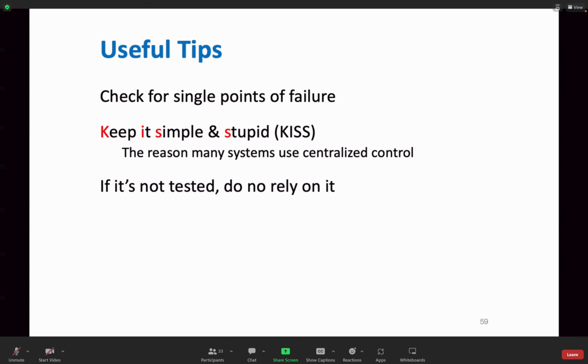Anyone want to offer any other strategies? If you have some other tips to add, feel free to do that. Anyone?